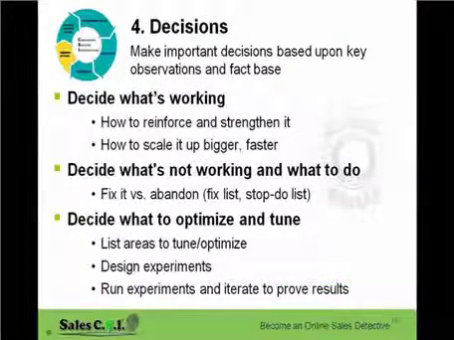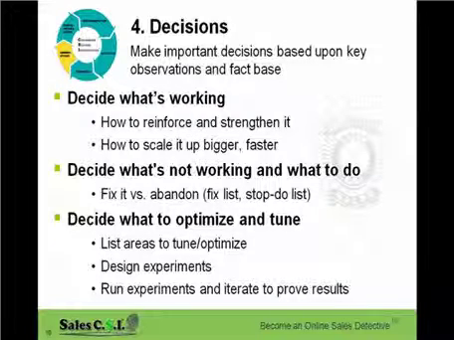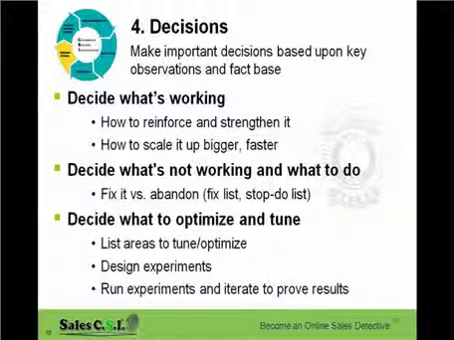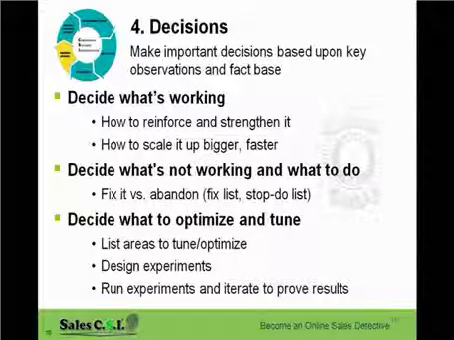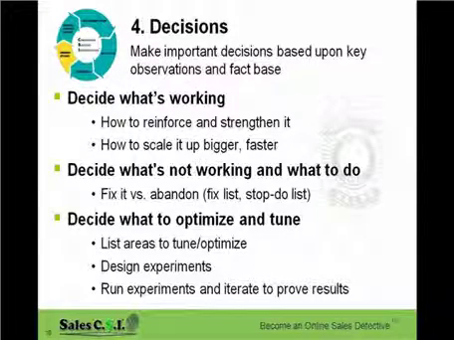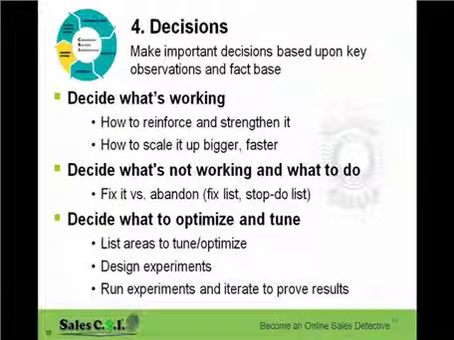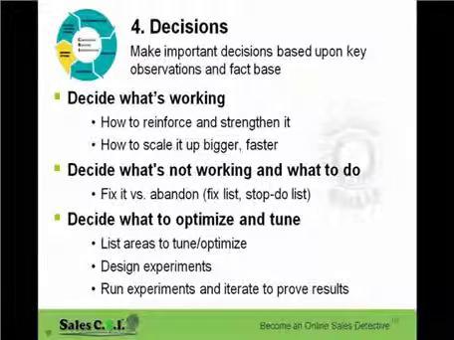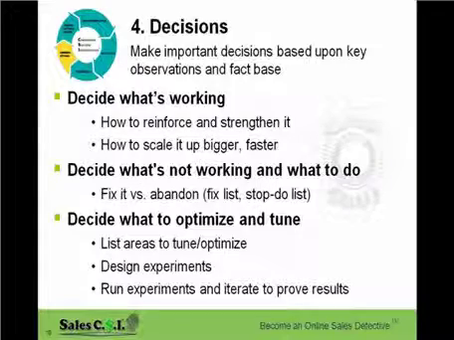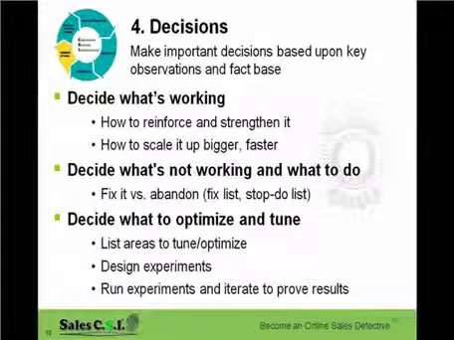And some of these will be tough, some of them will be easier, but we need to decide what's working, and then what we want to do is figure out the things that are working for us. We want to find new ways to reinforce, strengthen, and amplify those things, and scale the things that are working up bigger and faster. And that's going to be sort of the low-hanging fruit that's going to give you the biggest return, probably the quickest.